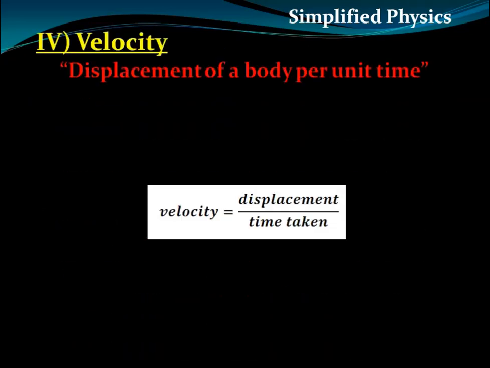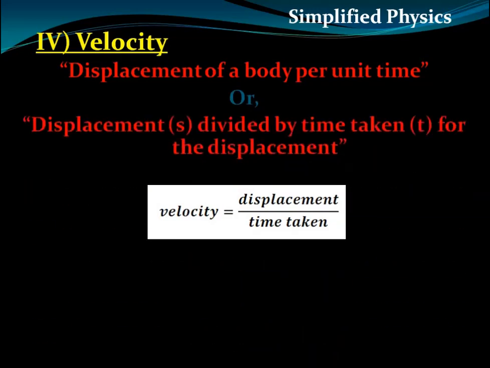What is the velocity? Velocity is the rate of displacement. Displacement per unit time is simply called velocity. Velocity is simply the displacement divided by time taken.